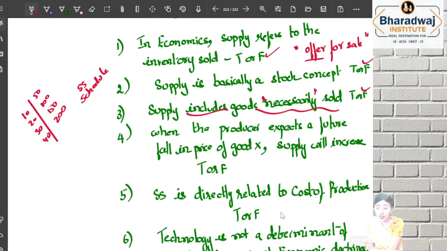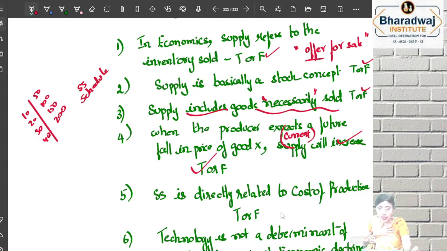When the producer expects a future fall in the price of good X, supply will increase. False? Is it false? Why? Because he does not have any incentive for the future. When the producer expects a future fall in the price of the goods, this implies current supply. They will not give you the word current. In the class itself, I am telling: supply will increase or decrease. He is expecting a future fall. Now he will sell more. The answer is true.